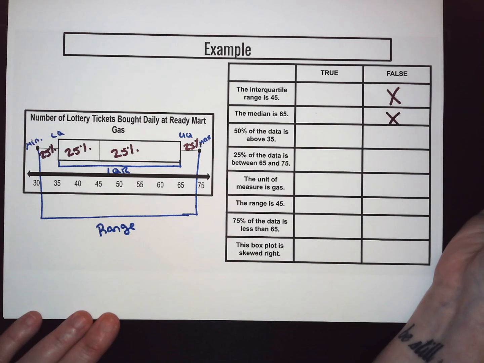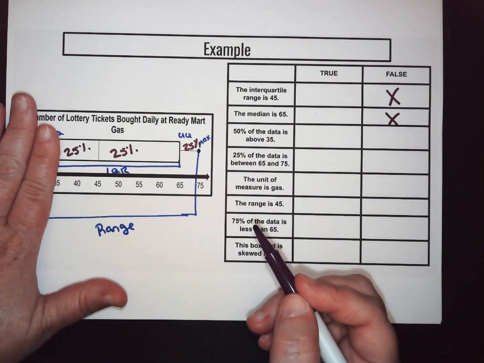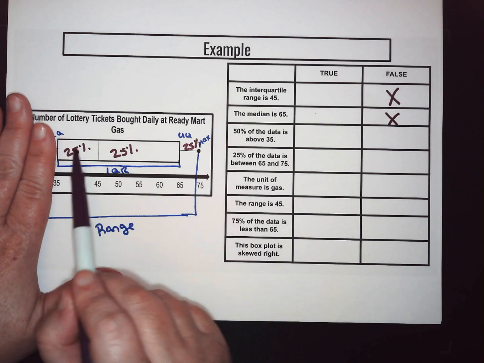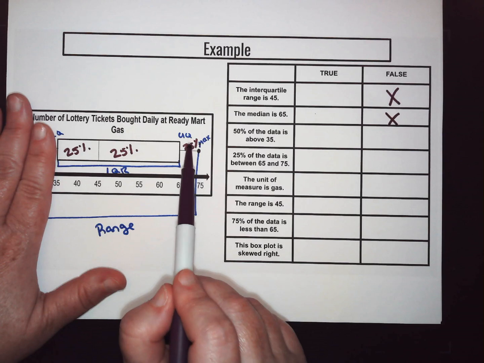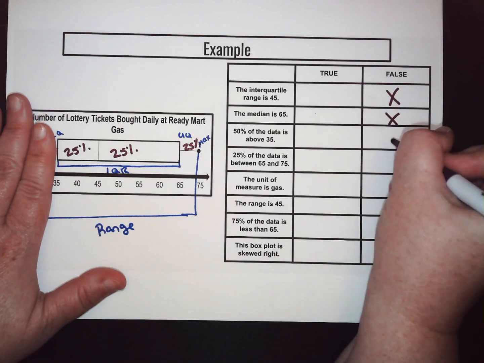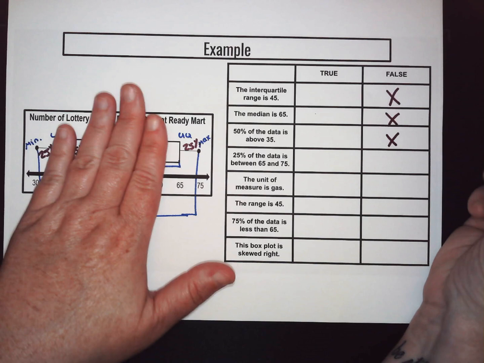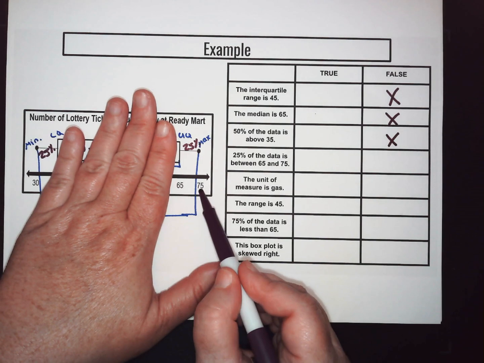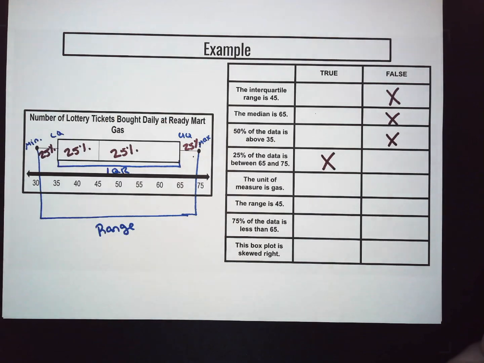50% of the data is above 35. So here's 35. Above it, we have 25, 25, and 25. So that's 25, 50, 75% above, not 50%. That's also false. 25% of the data is between 65 and 75. So between 65 to 75 is 25% of the data. That is true.